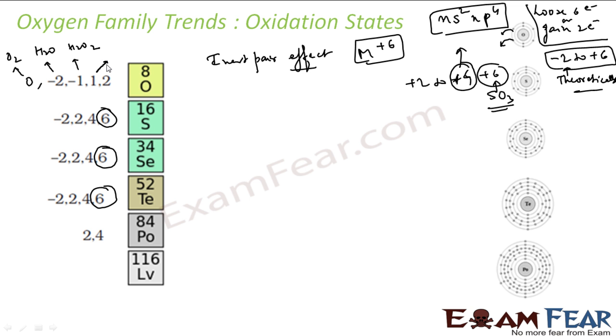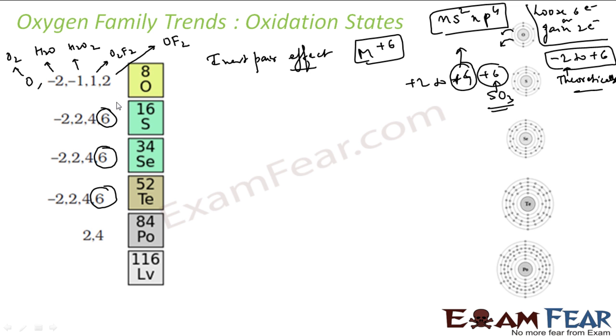+1 is again a little rare, that is O2F2. And +2 is all the more rare, that is OF2. So this is only one molecule actually which shows +2 oxidation state, OF2. So this OF2 is oxygen difluoride, O2F2 is dioxygen difluoride, and H2O2 you know is hydrogen peroxide, H2O is water, and O2 is nothing but oxygen molecule.